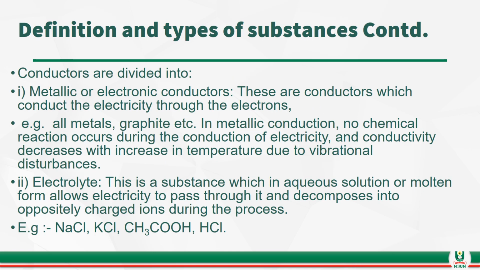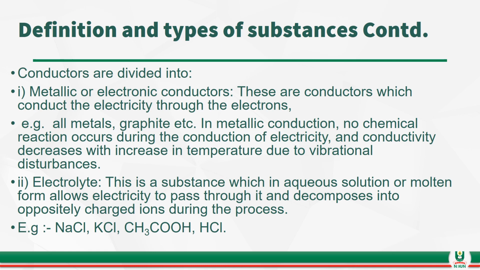Conductors are divided into, one, metallic or electronic conductors. Metallic or electronic conductors are conductors which conduct electricity through the electrons. Examples of this type of conductors are all metals.